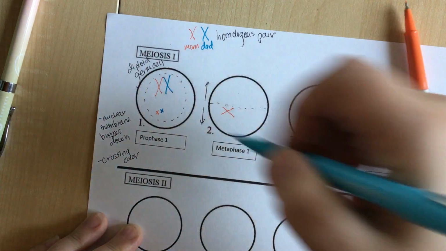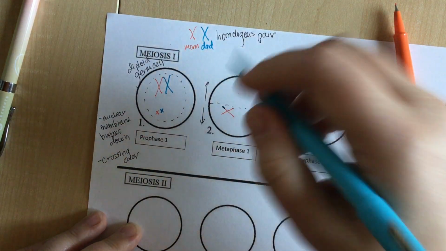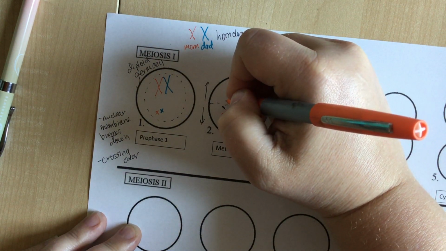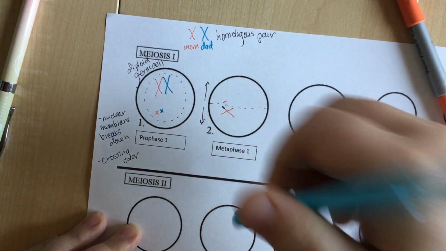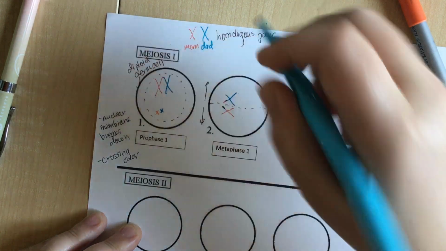Whoops, I got to show that crossing over effect. Right, because the homologous pairs are lining up. Whoops, this is going to have a little bit of orange with blue, and this is going to be all blue. Okay.